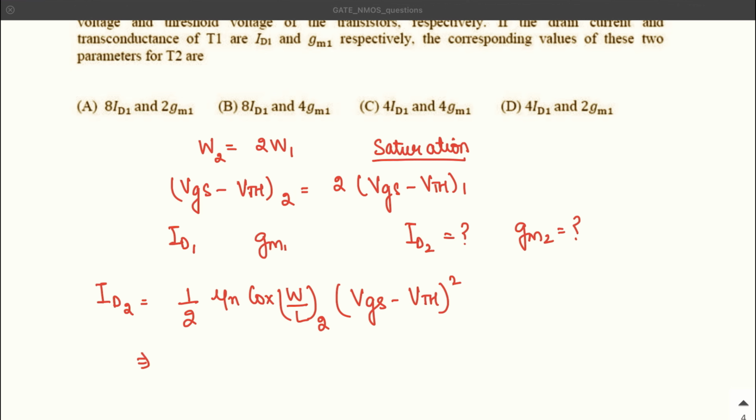Now you are given in the question that for the second transistor the width is double, so I will get a 2 in the numerator. Rest all the parameters are same. Only the thing is that this width becomes twice, and over here the effective voltage is also twice as compared to the first transistor. So because of the square we will have a 4 in this case. So in total you will have ID2 as 8 times ID1. So that is the first thing.